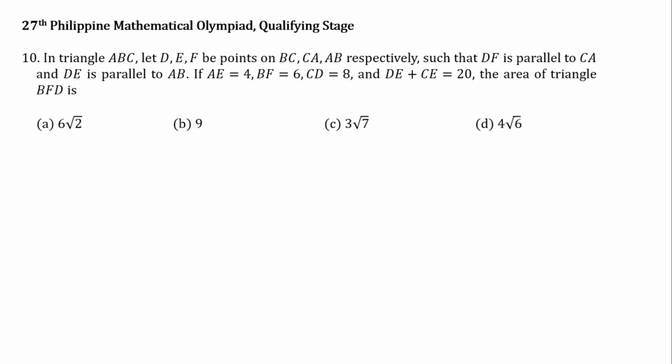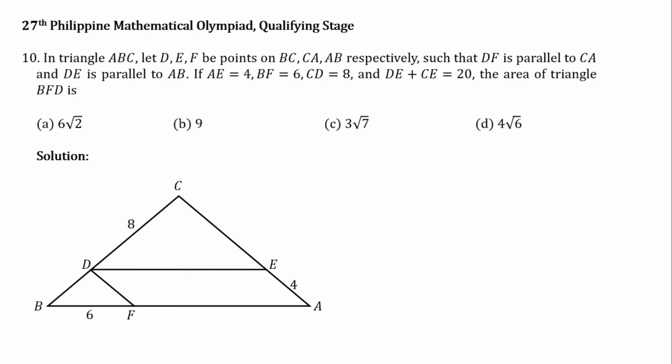Problem number 10. In triangle ABC, let D, E, F be points on BC, CA, and AB respectively, such that DF is parallel to CA and DE is parallel to AB. So we have this figure based on the conditions. Now, AE is equal to 4, BF is equal to 6, and CD is equal to 8. And the sum of DE and CE is equal to 20. Find the area of triangle BFD.